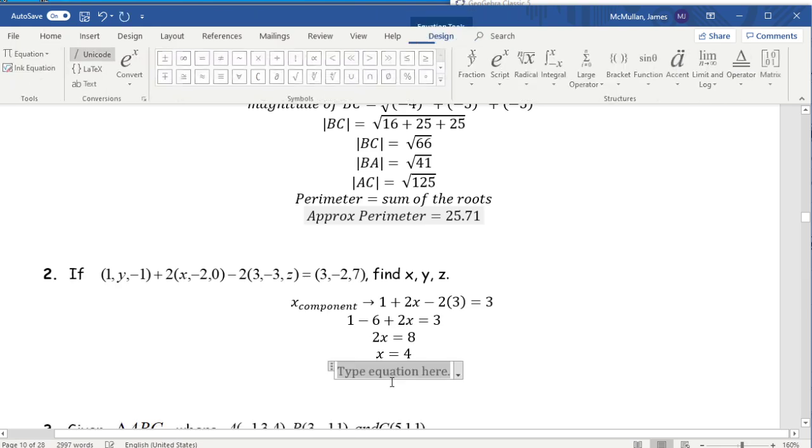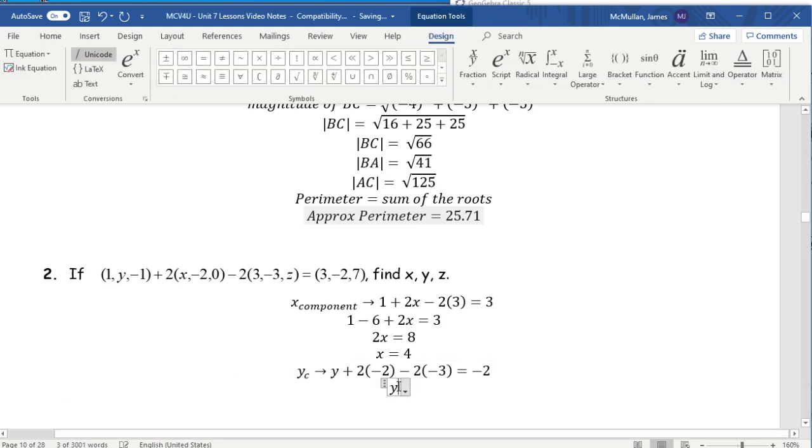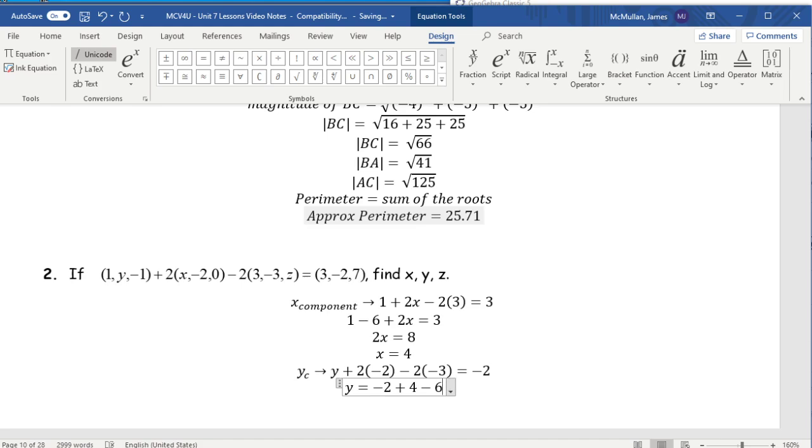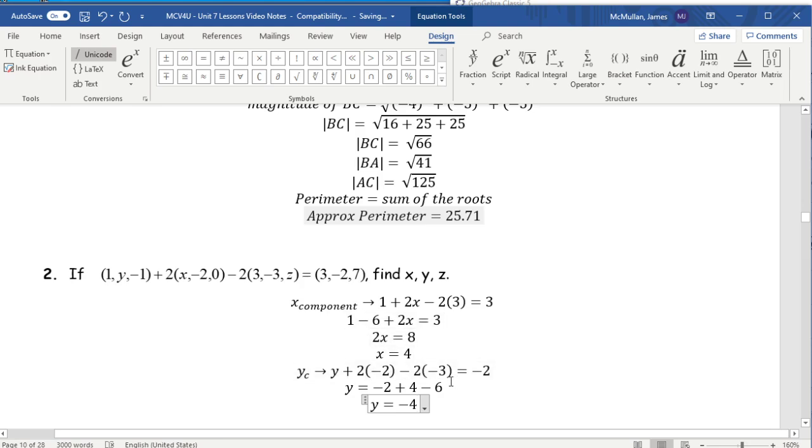Then we go on to the y component. So y plus 2 times -2 minus 2 times -3 equals -2. Right? So just solve this. Y equals, let's send everything to the other side. So a -4 on the left becomes a +4 on this side, and a +6 on the left becomes a -6 on this side, and we end up with y equals -4. So if I make y -4, you can see my vector now has a -3. Now it's supposed to have a -2. So I'm thinking I made a mistake here.